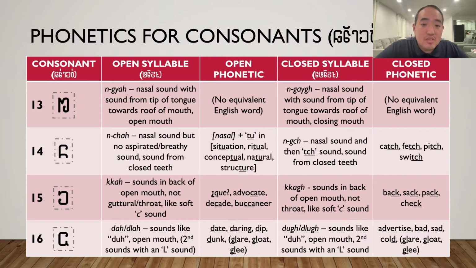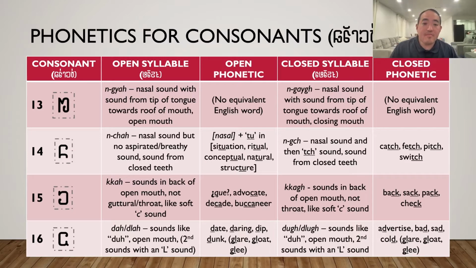Now for the closed syllable is yag. So the nasal sound comes before, and then the sound should come from the tip of the tongue towards the roof of the mouth, or closing mouth. Now again, there's really no English equivalent word, so you just kind of have to memorize this sound and how to pronounce it. It'll be ya, yag. And that's how you pronounce the consonant ya, yag.